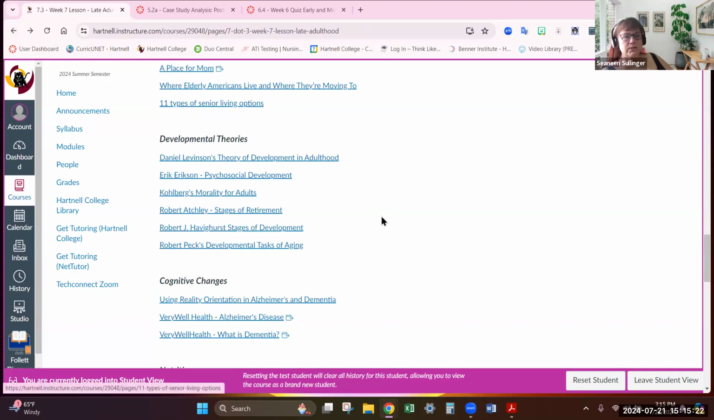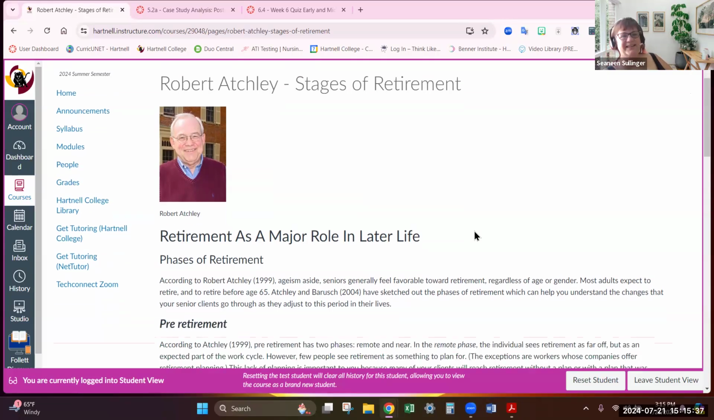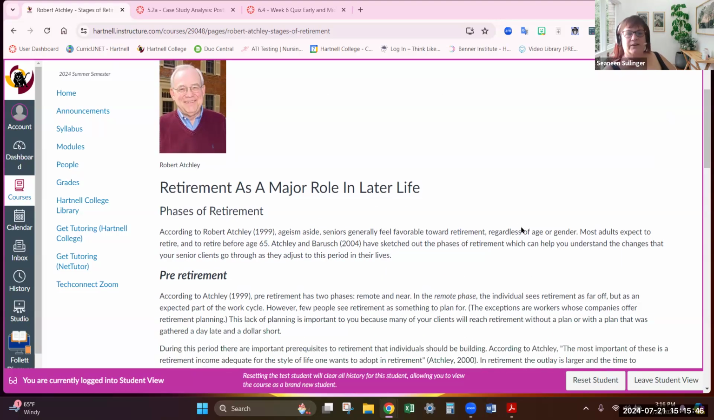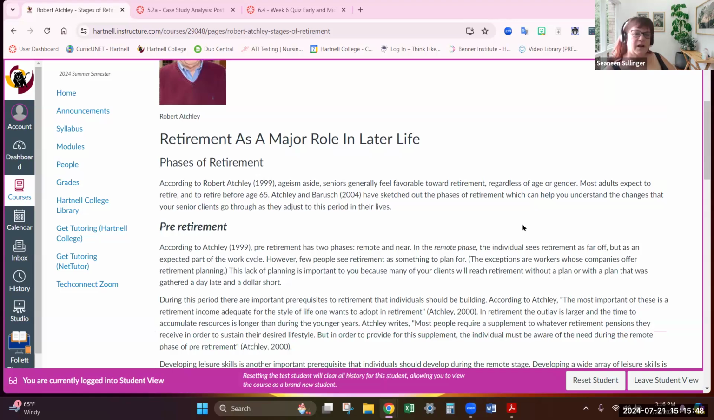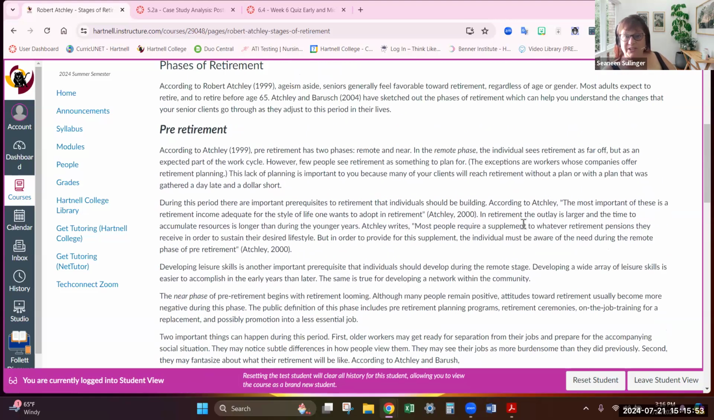But what I think is interesting and what I like to look at is Robert Peck and then Robert Atchley, who has stages of retirement. So let's take a look at Mr. Atchley and his stages of retirement. At some point, hopefully, we'll be able to retire. 65 is the general age of retirement, but many people are working into their 70s now, mostly because they have to. But there may be a pre-retirement phase where you know that retirement's coming before you're actually retired.